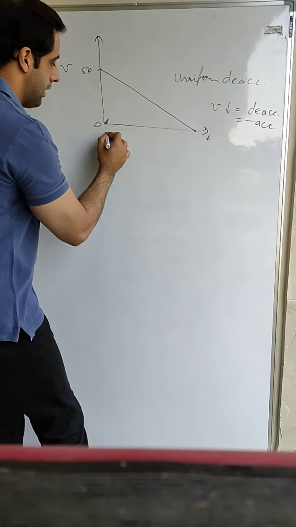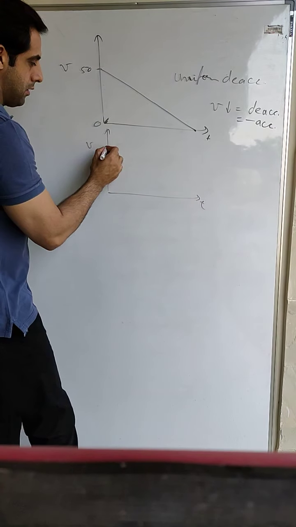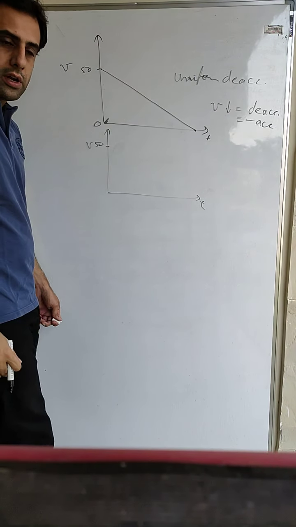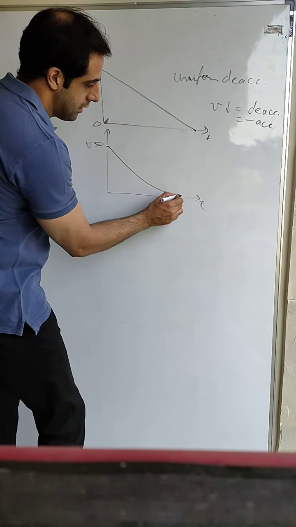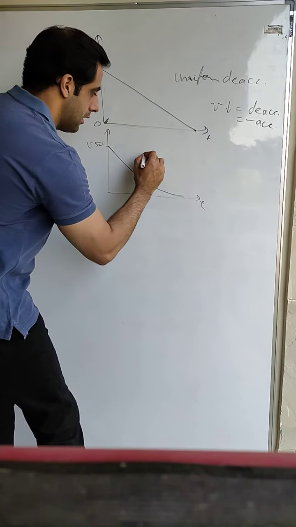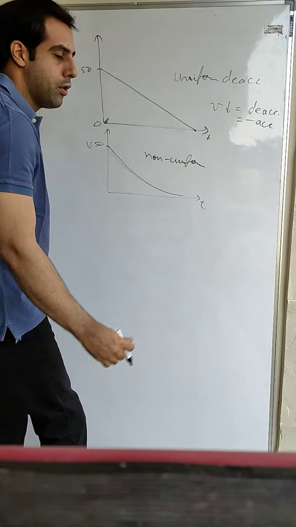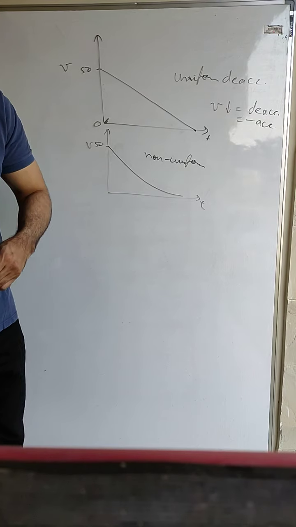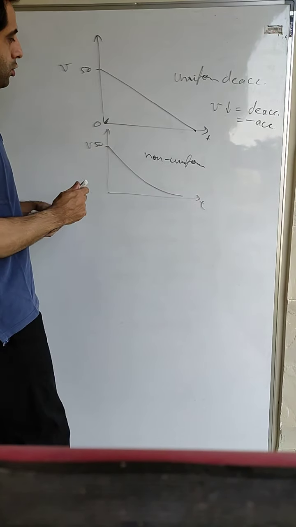Deceleration. Okay, if it is non-uniform deceleration, the body was traveling with 50 km per hour. If it is a non-uniform deceleration, then the curve will go like this. Okay, this is non-uniform deceleration. Okay, now you can do these things.